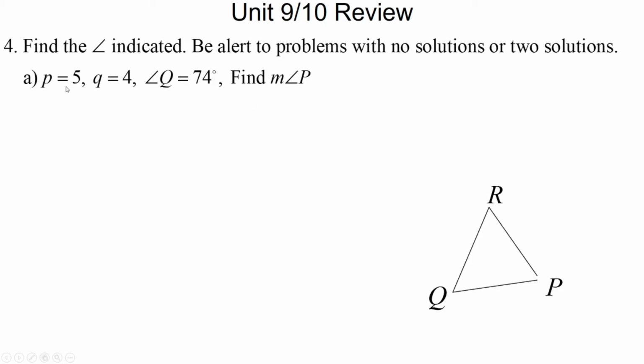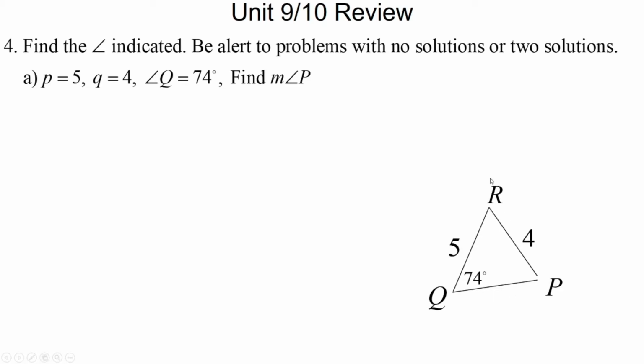Because if you look closely, they give me a side and an angle. All right, so see the P is 5. Notice how I put that 5 opposite the angle P if the angle P exists. And the Q is a 4, so that would go right here, opposite angle Q. And then they said angle Q is 74 degrees, right there. Now, will this create a triangle?